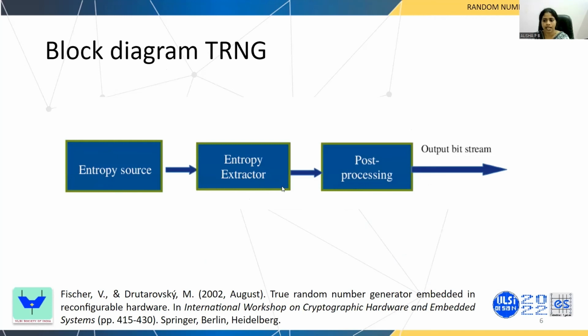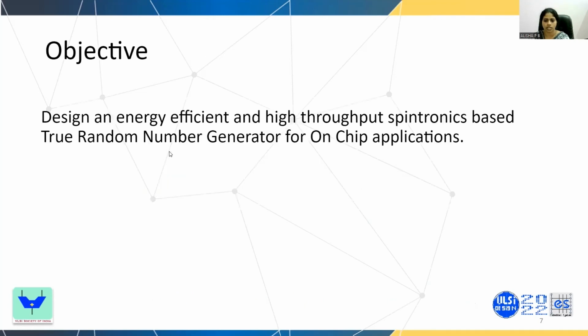Due to physical interference and the correlation of output, the randomness of the output will be reduced. In order to enhance this output, we go for post-processing techniques. There are two major techniques, the von Neumann technique and the XOR corrector. So our objective is to design an energy efficient and high throughput spintronics based true random number generator for on-chip applications.